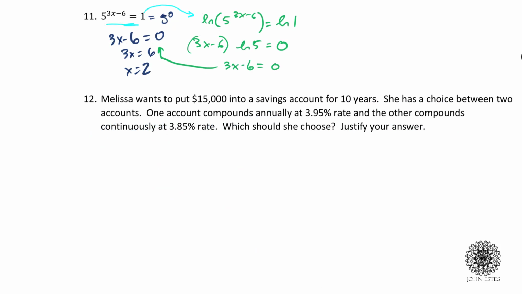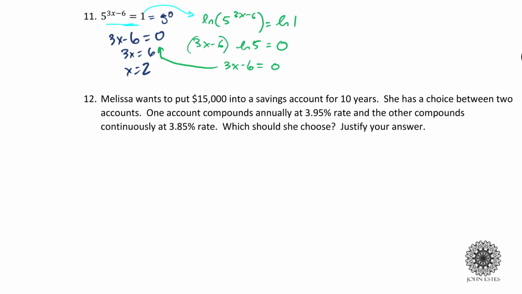Okay, so now we're going to look at number 12. And this is a finance question. It says Melissa wants to put $15,000 in a savings account for 10 years. And she has a choice between two accounts. One compounds annually at 3.95%, and the other one compounds continuously at 3.85%. Which should she choose, and justify your answer? So in other words, let's not just make a guess. Let's make a good guess.